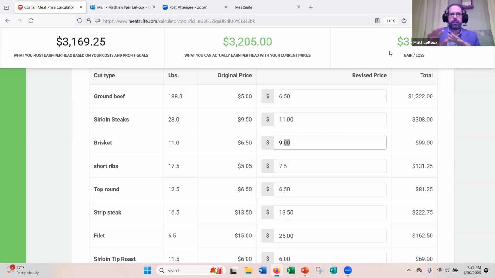like the filet or the ribeye steaks. And then you can also use pricing maybe to accelerate the sales of things that come in huge yields, like anything out of the chuck and the round or your ground beef, right?